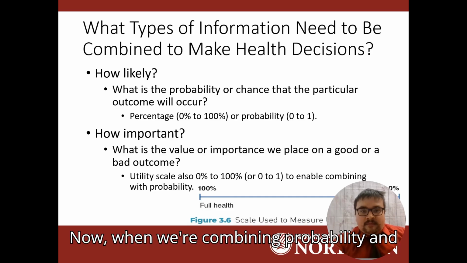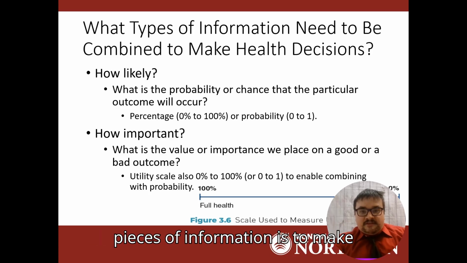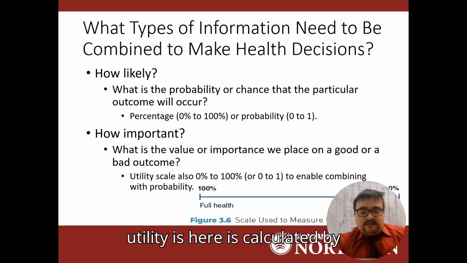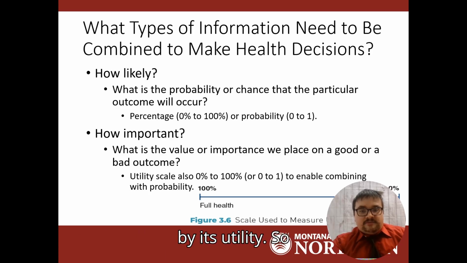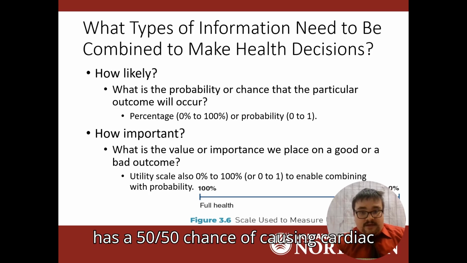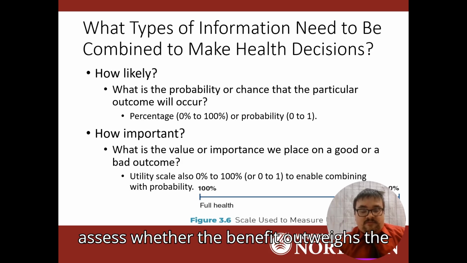Now, when we're combining probability and utility, the goal of combining these two pieces of information is to make decisions that reflect both the likelihood of an outcome and the importance we place on it. So expected utility is calculated by multiplying the probability of an outcome by its utility. As a more extreme example, say a new treatment gives 100% hair growth but has a 50-50 chance of causing cardiac arrest. The expected utility here helps assess whether the benefit outweighs the risk, for example.